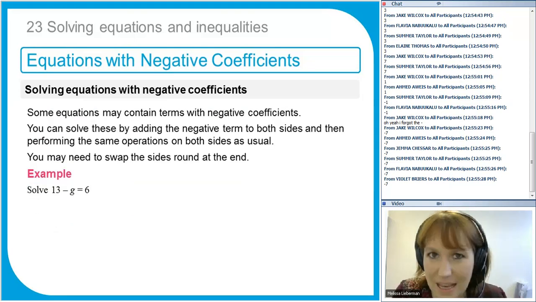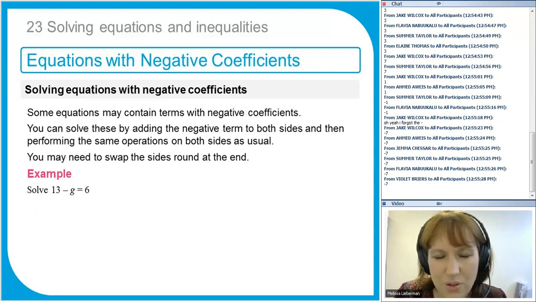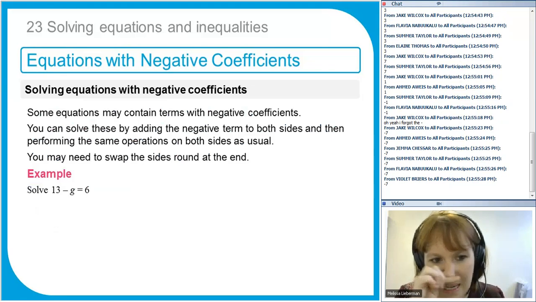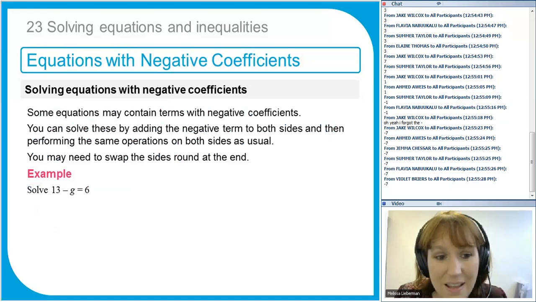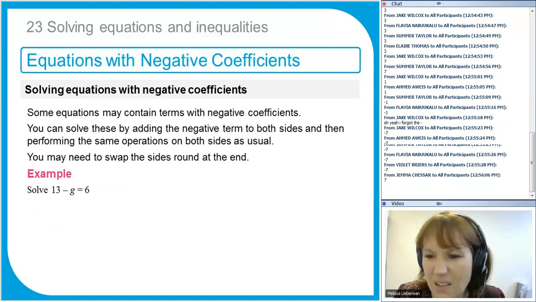So here's an example of an equation with a negative coefficient. It's got a negative number in front of it, so we might just need an extra step to work it out. I've made it quite easy by not putting another number in front of the g there. I've just said 13 minus g is 6. You can maybe even just do that in your head. 13 take away what gives me 6 as an answer? 7, I think. Yeah, perfect.